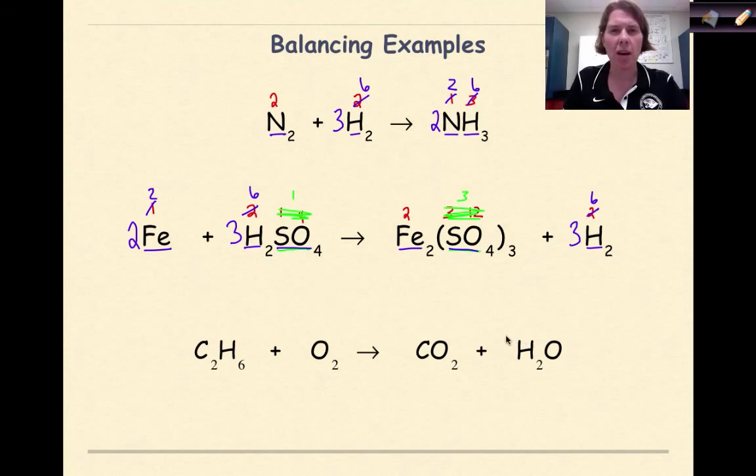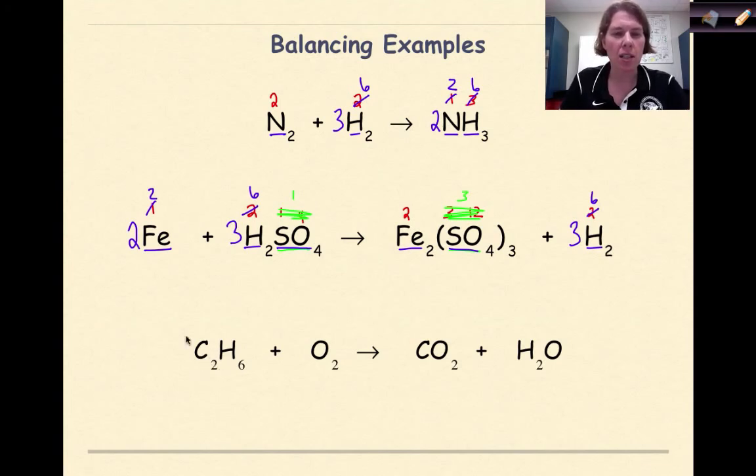The last situation that we have here is a combustion reaction. We're going to take C2H6, we're going to basically burn it in atmospheric oxygen to produce carbon dioxide and water. Propane plus oxygen gives you carbon dioxide and water. For me, there's very specific steps for balancing combustion reactions that I like to follow in order to keep my sanity. And the first thing that I like to do is start out with the carbons.